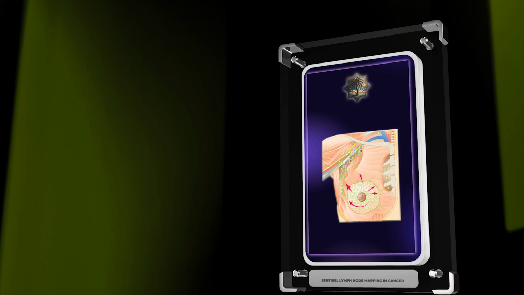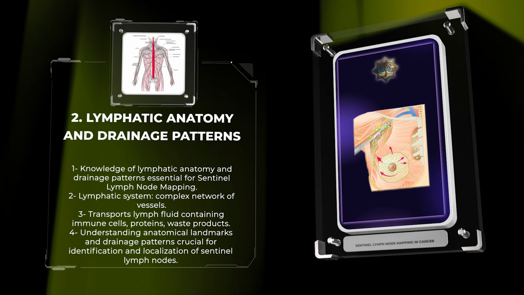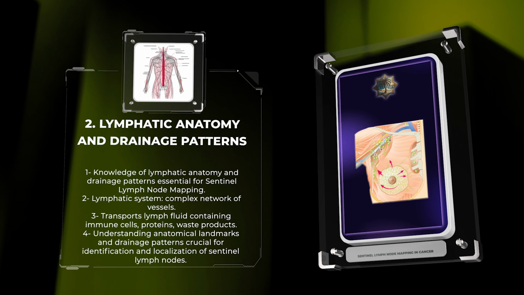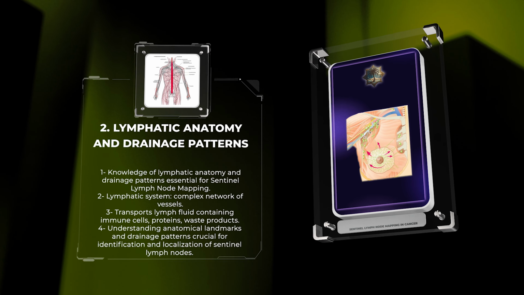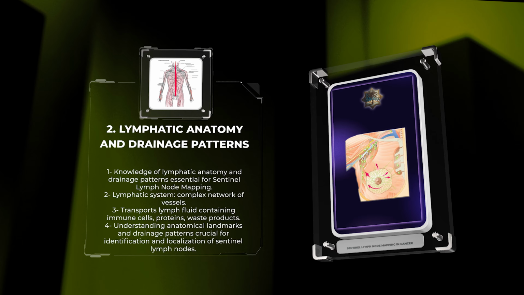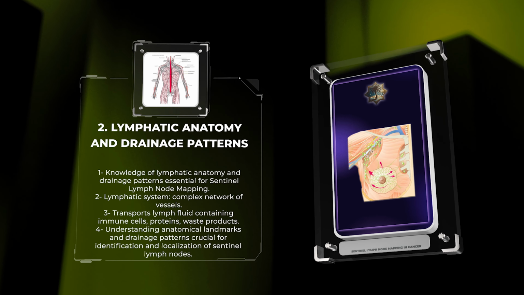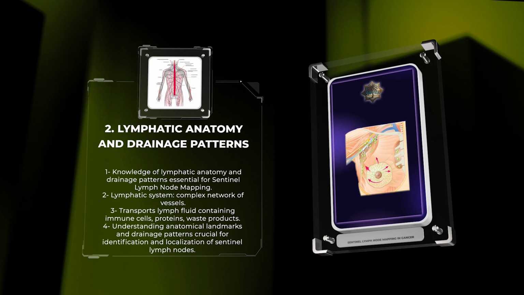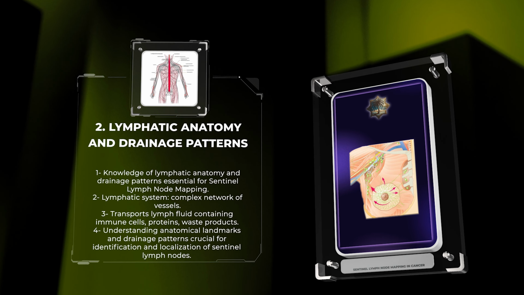Knowledge of lymphatic anatomy and drainage patterns is essential for accurate sentinel lymph node mapping. The lymphatic system comprises a complex network of vessels that transports lymph fluid, which contains immune cells, proteins, and waste products. Understanding the anatomical landmarks and the variations in lymphatic drainage patterns is crucial for successful identification and localization of sentinel lymph nodes, ensuring precise staging and targeted treatment.